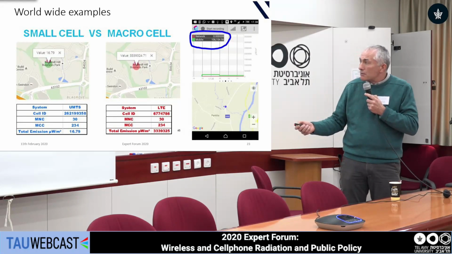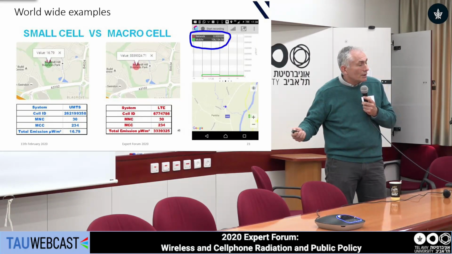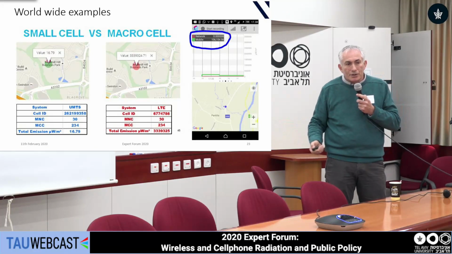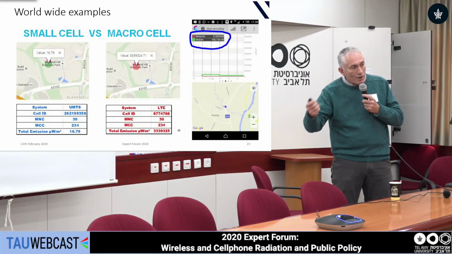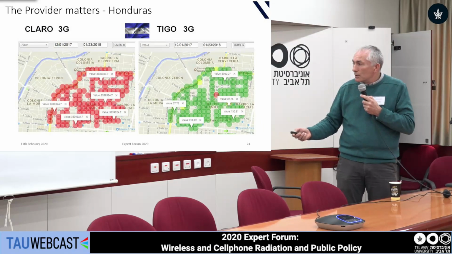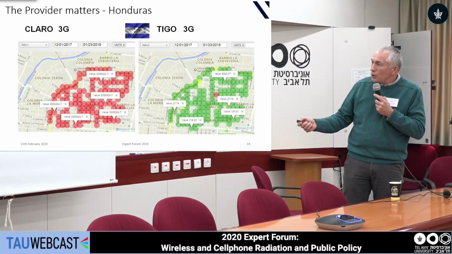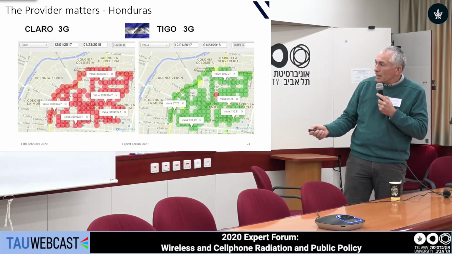Small cells versus macro cells. Yes, it's true. The small cell will give you less overall exposure, because it's basically your phone that's the real problem here, but it doesn't say what's going on around you. Macro cells are worse. LTE, UMTS, and of course, it really does depend on who your provider is. This is from Honduras. That will also change.